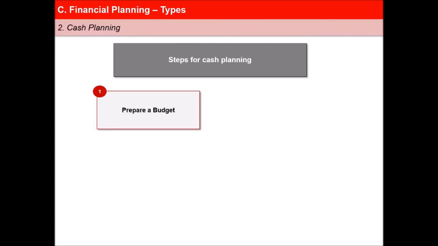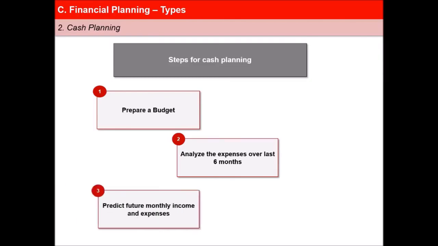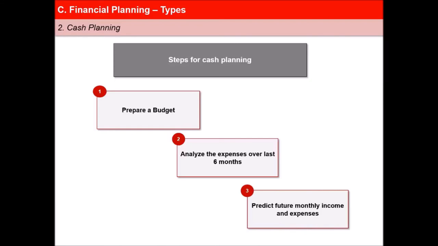The next step is to analyze the expenses and income flows over the last 6 months to see what regular and lump sum costs have been incurred. Try to reduce variable expenses, as you may not have control on fixed expenses. The third and final step is to predict future monthly income and expenses over the whole year. On the basis of analysis of past and anticipation for the future, one can design a plan for managing these cash flows.